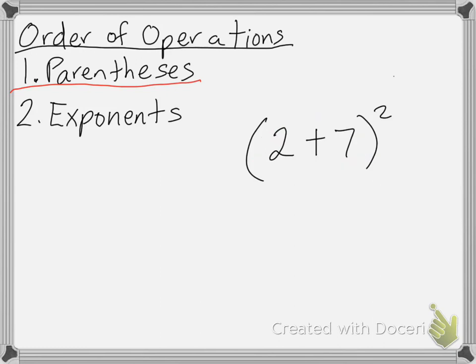Okay? So in this problem, I'm going to do the 2 plus 7 first. 2 plus 7 is 9. Okay? We will always write the answer below the numbers in parentheses. After the expression in parentheses has been finished, I still have this squared exponent, so I'm going to put that above the 9.